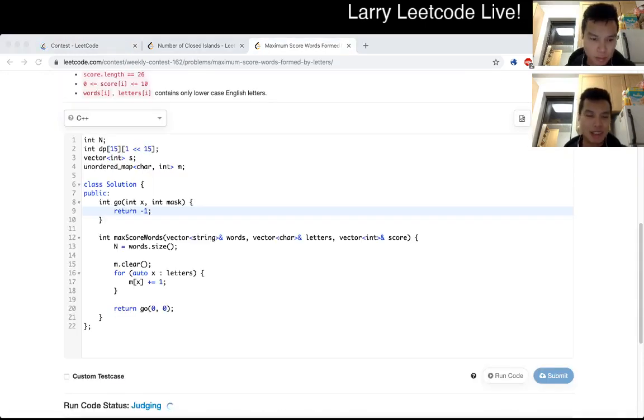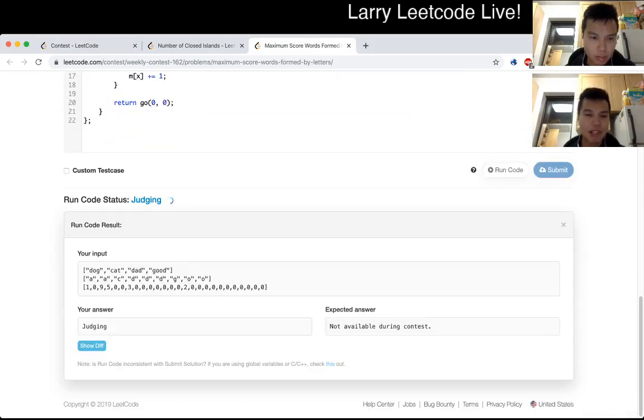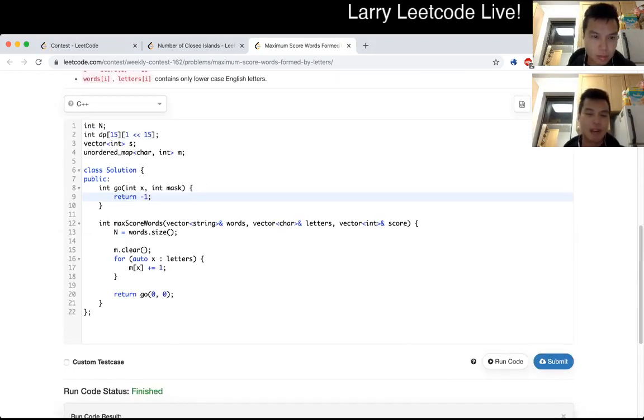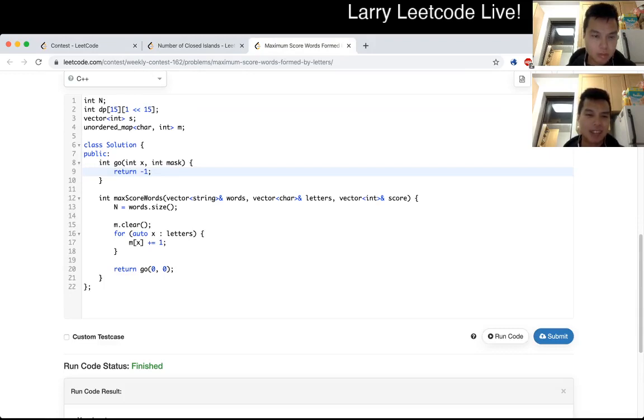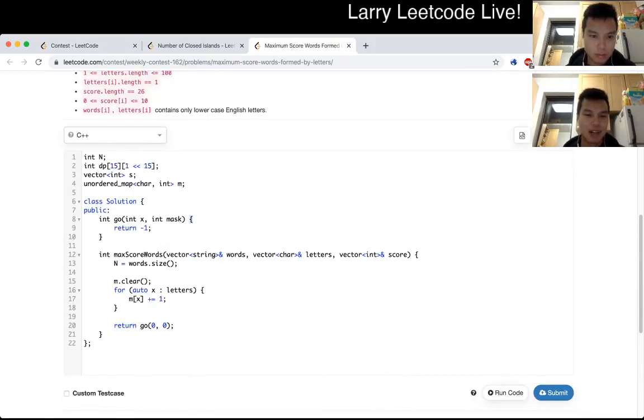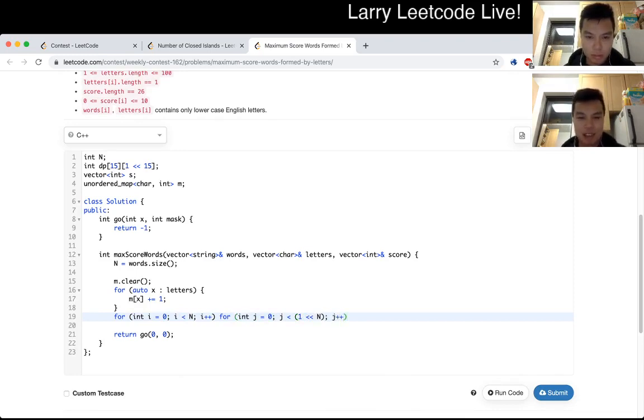Oh yeah, and that's where language unfamiliarity plays a part. I wasn't sure if you could do m sub x plus equals 1, in the sense that if x is not in the unordered map, does it throw an error? In some languages it does. I wasn't sure if it does in C++, and I was trying to find out if there's an exception, and it didn't. So I knew I was good there.